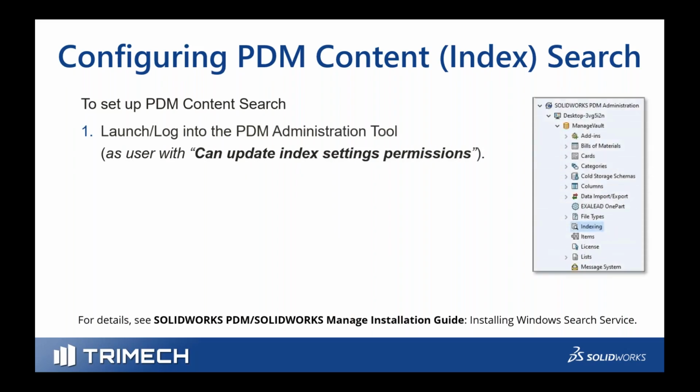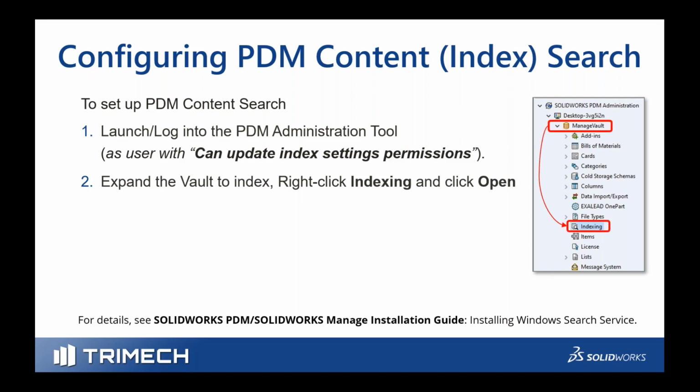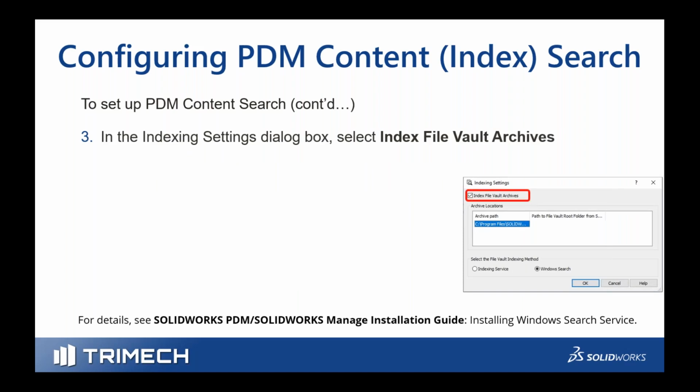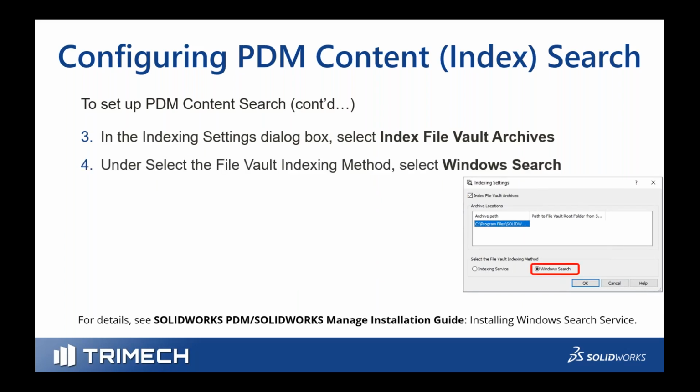Okay, so you're going to launch the PDM administration tool, and you want to make sure that you log in as a user with the permission Can Update Index Setting Permissions. Once you have that permission, you would expand the vault that you want to index, right-click on the indexing node, and then click Open. That will bring up an index setting dialog box. And so you'll check the box to index that file vault. Then, under the file vault to index, you would check Windows Search.